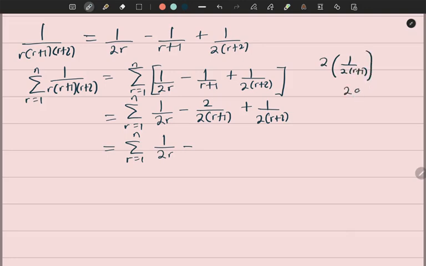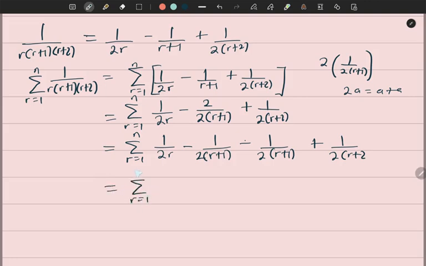If you have 2a, it can be written as a plus a. So what you have here can be written as 1 over 2r minus 1 over 2(r plus 1), minus 1 over 2(r plus 1), then plus 1 over 2(r plus 2). In essence, the sum still gives us the same expression. We only simplified it so that the numerator remains 1. So we have four terms now, and the four terms can be written in two different groups.